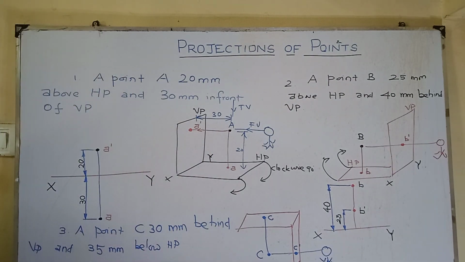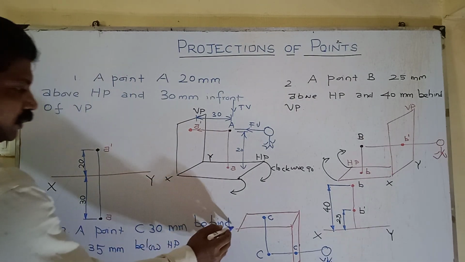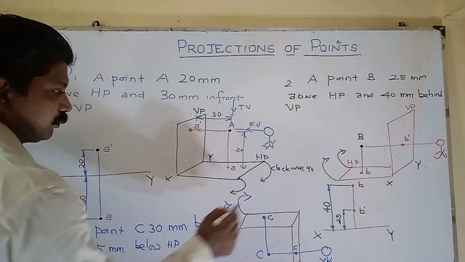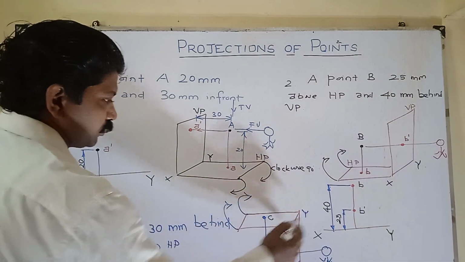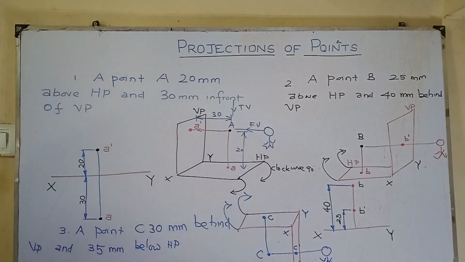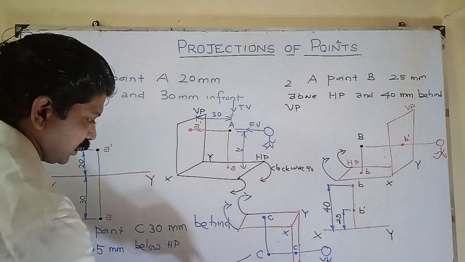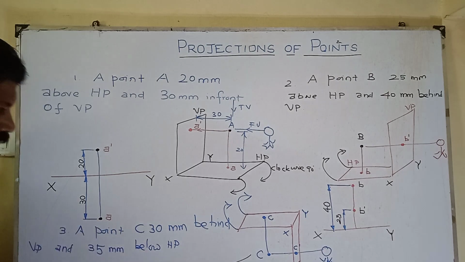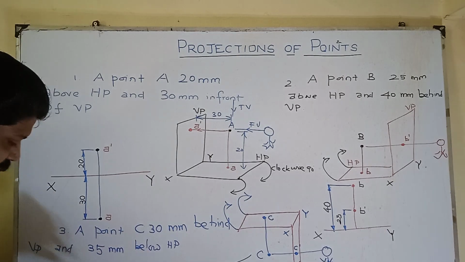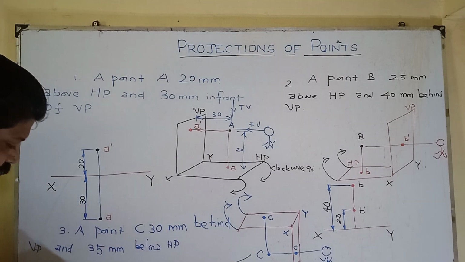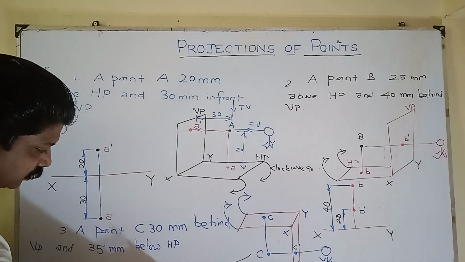After the projection, rotate the horizontal plane clockwise 90 degrees. So how to draw the resultant diagram? First draw the XY axis line using 2H pencil, and the letters X and Y using HB pencil.